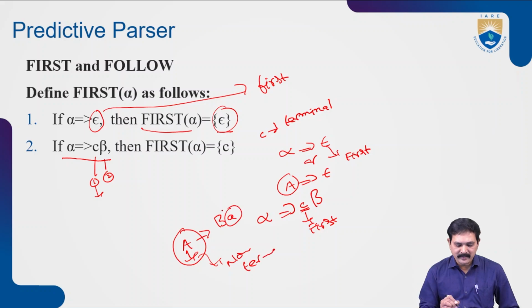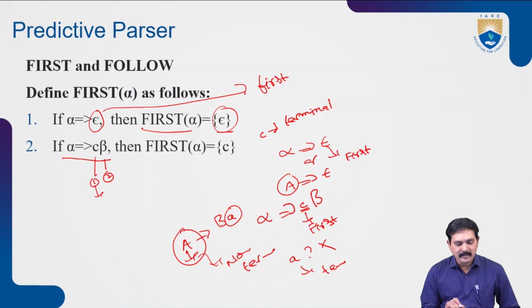Suppose we take small a. Small a has no derivation, so it is called a terminal. You should distinguish symbols like that: some symbols have a derivation, some do not. The symbols that have a derivation are called non-terminals, and all the remaining ones are called terminal symbols.